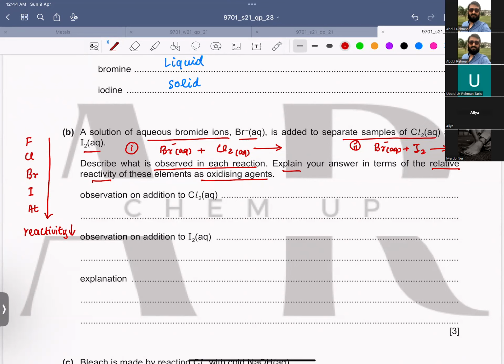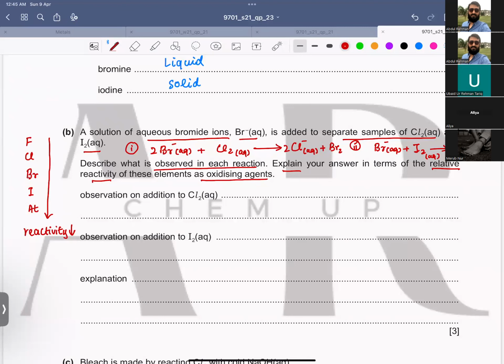So when we add chlorine to the solution containing aqueous bromide ion, the reaction would take place forming chloride. As there are two chlorines, two chloride ions are formed, and bromine. So to balance this equation, I have to put 2 over here. But when iodine is passed in a solution containing bromide ions, as iodine is below bromine, here there is no reaction as iodine is below.